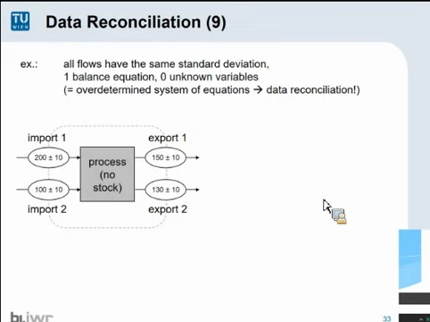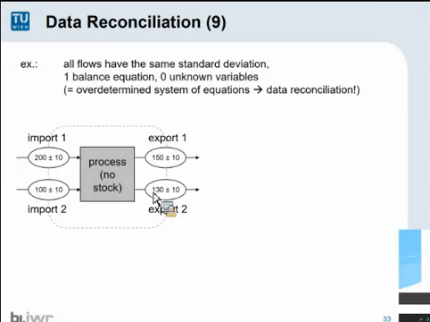Okay, now a little larger example. So this time we have one process with 2 import and 2 export flows. And the problem that we have here, when you look only at the mean values of these flows, we have 300 mass units going in and 280 mass units going out. So there is a conflict in data. The values are not fitting to each other. And the question is, can we perform data reconciliation?